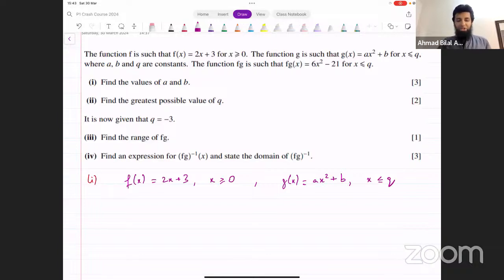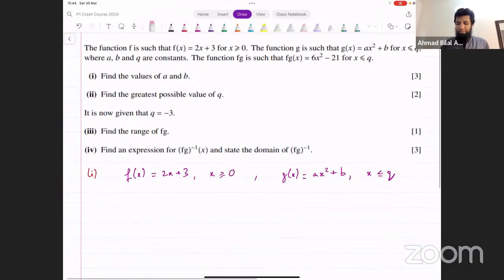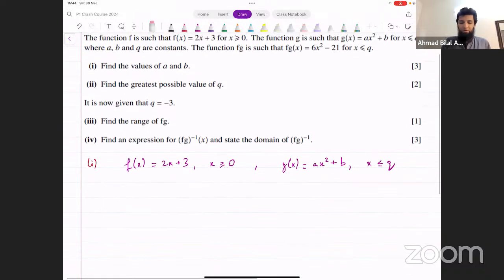The function fg is such that fg of x equals 6x squared minus 21. So we have this composite function given as well. It's given that fg of x equals 6x squared minus 21. And the domain of that function is x less than or equal to q as well. Let me write that composite function here as well. fg of x, this is given to be 6x squared minus 21. And the domain of this function is given to be x less than or equal to q.